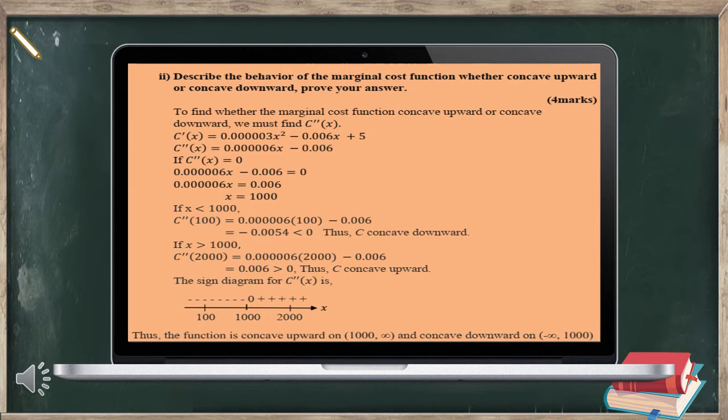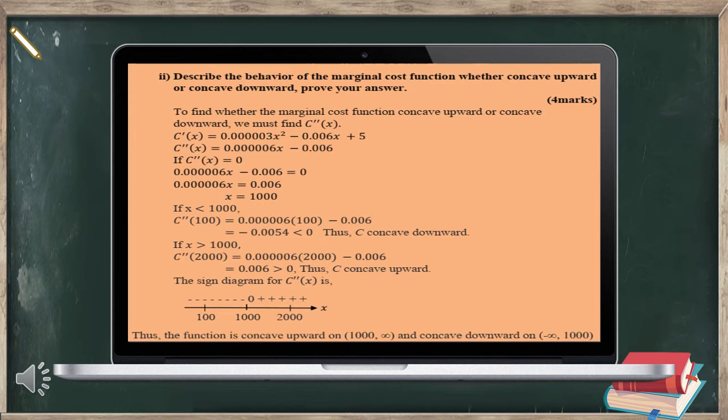This question needs us to describe the behavior of the marginal cost function, whether concave upward or concave downward, and then prove our answer. To find whether the marginal cost function is concave upward or concave downward, we must find the second derivative of the cost function. So we use the first derivative to find the second derivative. 0.0003 x squared we differentiate, it will be 0.0003 times 2x, and then negative 0.006 x we differentiate, it will be negative 0.006, and then 5 we differentiate, it will be 0.